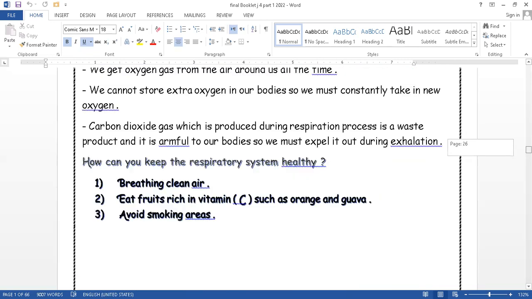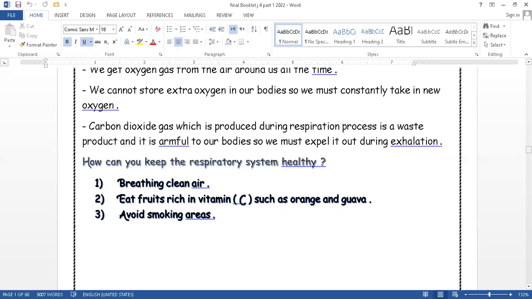After that, like the digestive system: how can we keep our digestive system healthy? We said by chewing the food very well, not eating much fast food, drinking a lot of water, and doing sports. Here also, how can we keep our respiratory system healthy? By breathing clean air. In the digestive system, we are interested in the food, because it is what enters our bodies. But in the respiratory system, we are interested in the air. So you have to breathe clean air.